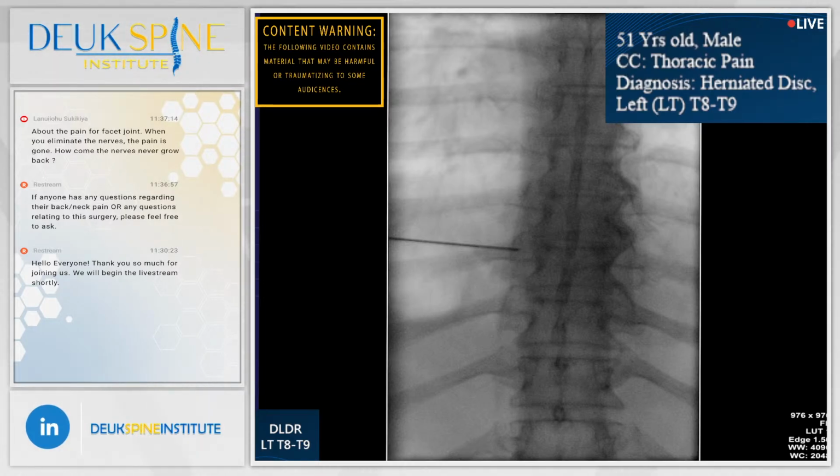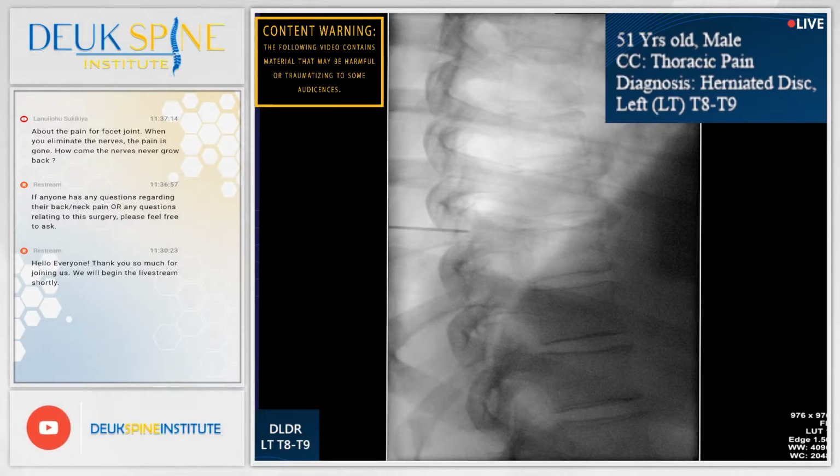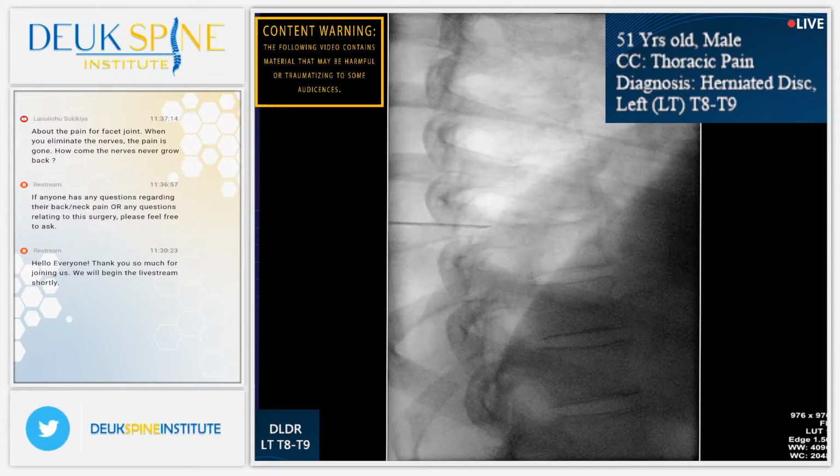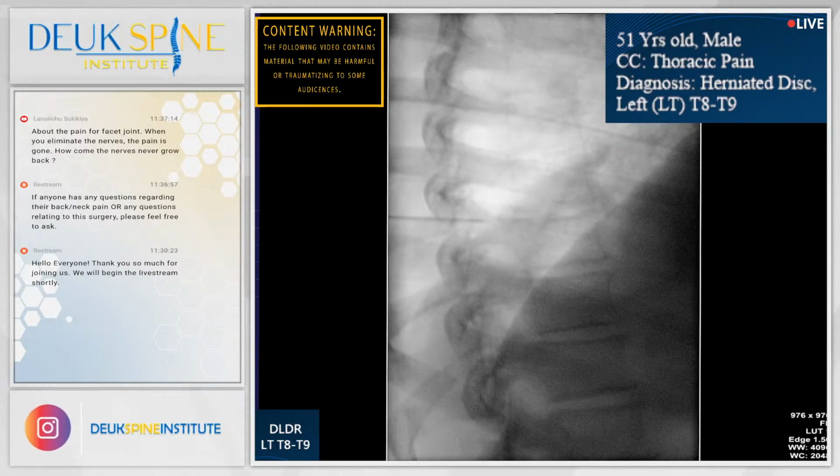Any questions? Yes, John? We have a question coming from Lanu on YouTube. Hi Lanu, welcome. Asking about the pain for facet joints. When you eliminate the nerves, the pain is gone. How come the nerves never grow back? They don't grow back because the way that I kill the nerves is different than what everybody else does. It's called the Duke plasma rhizotomy. I actually cut through the pain nerve rather than just burning next to it. That is our patented technique.